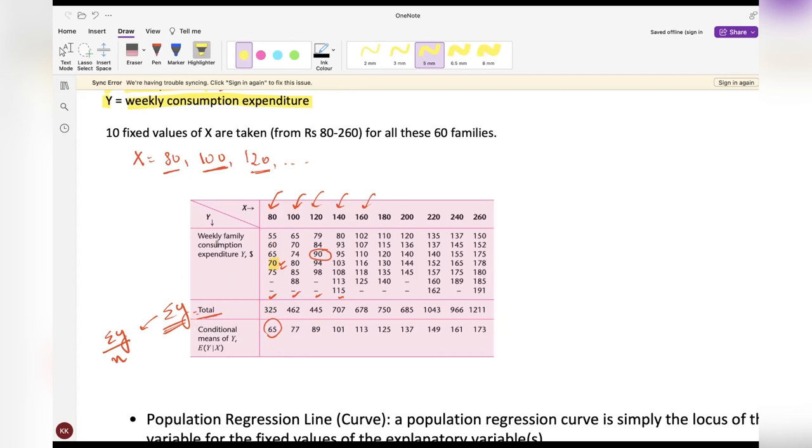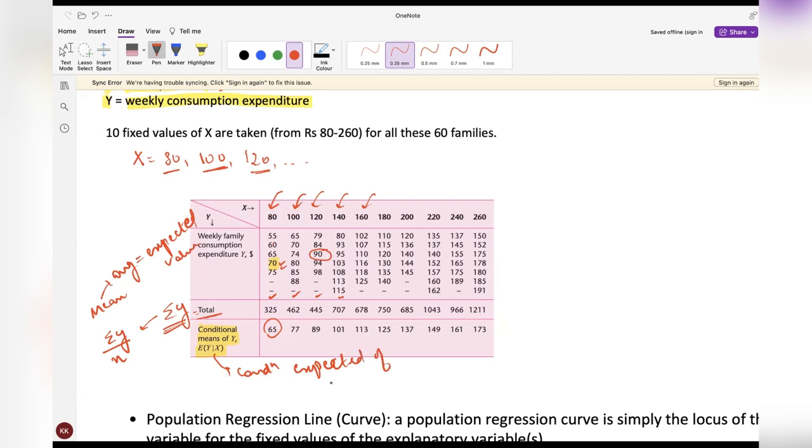But another thing that we need to focus on here is that we are talking about conditional mean of Y, which is equal to expected value of Y given X. Now, why is that? When we are talking about mean, it refers to an average, right? Average value. And average value is always equal to expected value. Fine. Now, this expected value in this case is actually conditional expected value of Y given X.